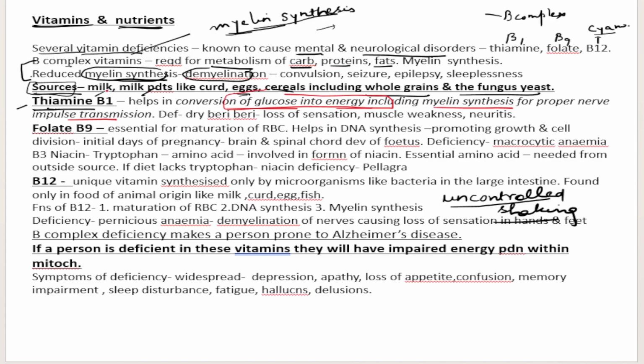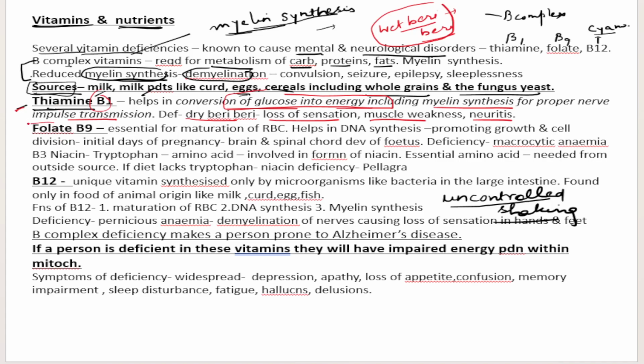Then deficiency of vitamin B1 can cause the disease called beriberi. Now, beriberi is of two types. One is dry beriberi. Dry beriberi can include loss of sensation in the hands and legs, muscle weakness, and inflammation in the neurons. And wet beriberi can cause weakness of the heart muscles. Wet beriberi can also cause edema, or leakage of blood from blood vessels, and it can cause weakness of heart muscles as well as heart failure. So this was about vitamin B1 or thiamine.